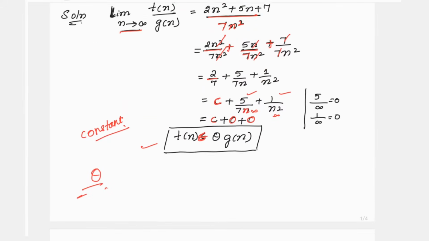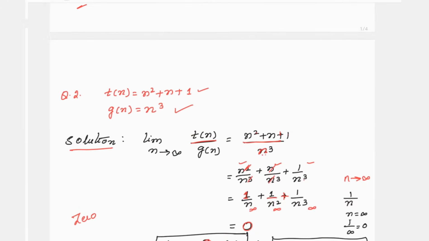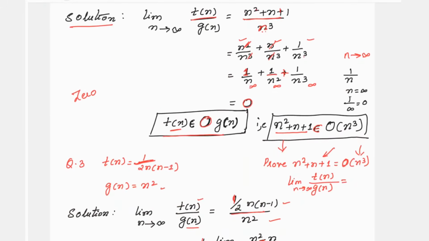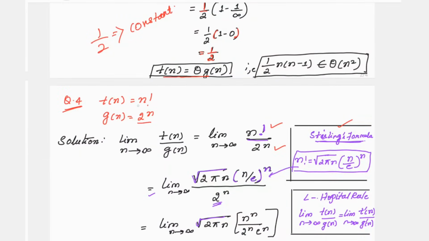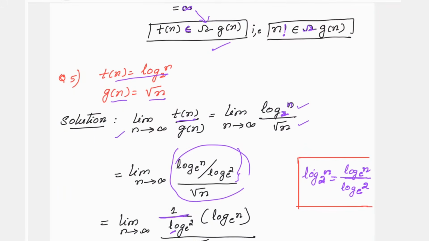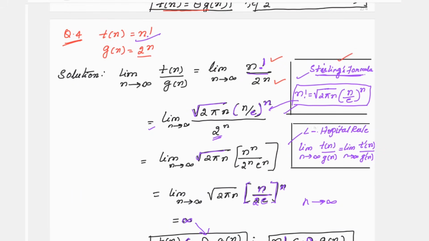Some problems are very simple, and without making use of the Stirling formula and L'Hopital rule you can carry them out, but in a few of the expressions you have to take care. When expressions like n factorial appear, then you have to make use of the Stirling formula, and for expressions like this you have to make use of the L'Hopital rule. So this way, if you remember these formulas and rules, you can easily find out which asymptotic notation is to be used for a given expression of T of n and g of n.